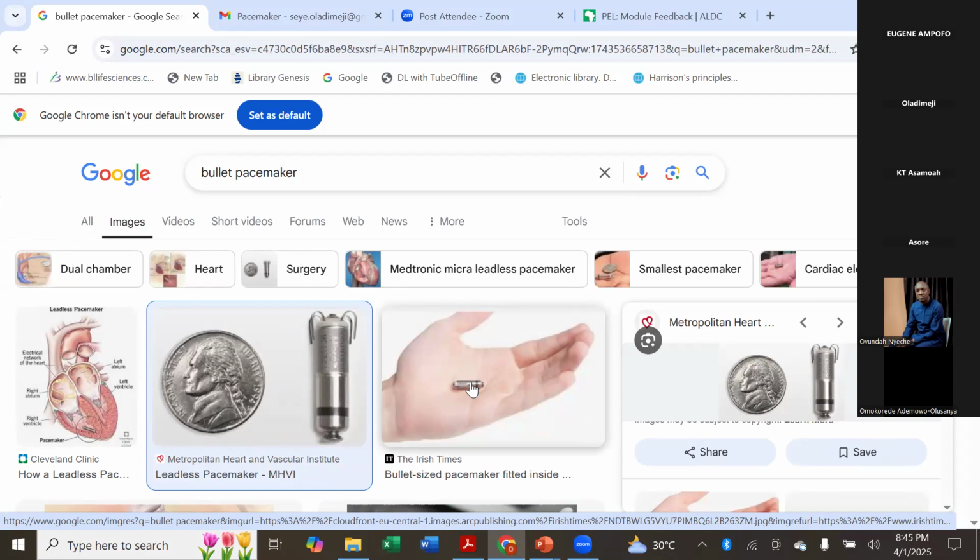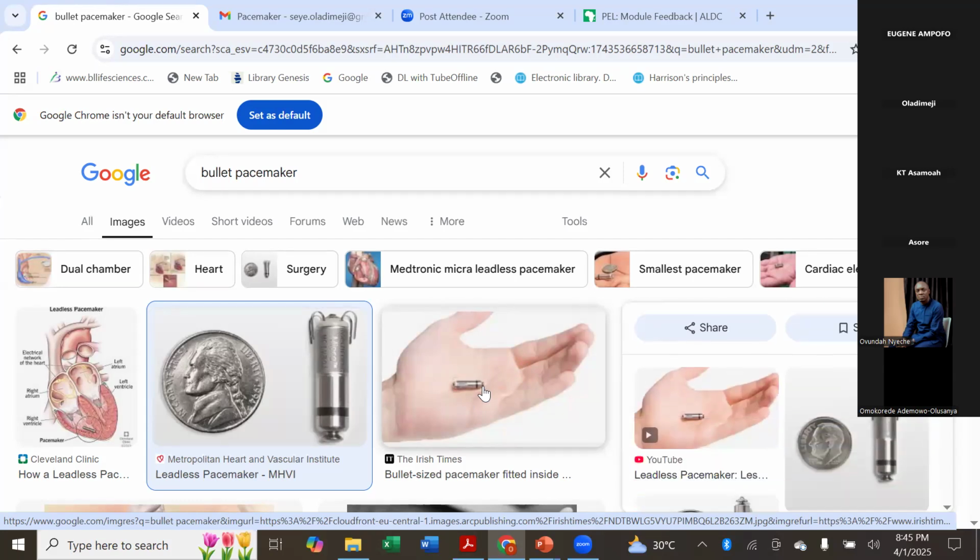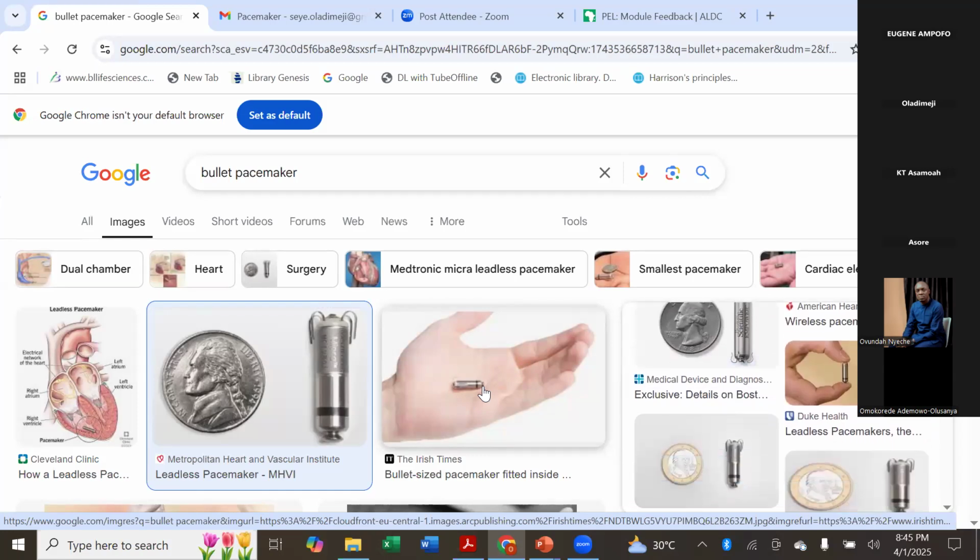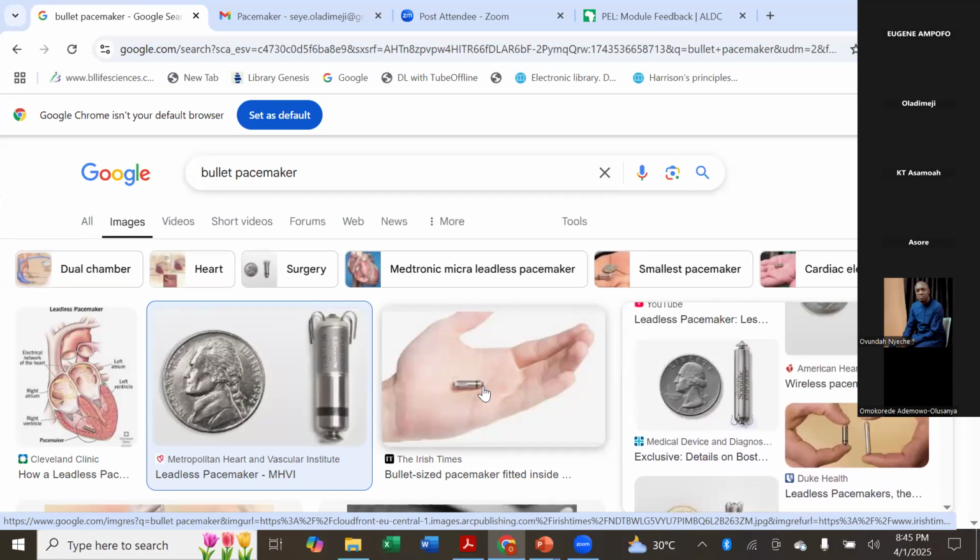Now, one important thing we should know about this bullet is that the recent ones they are making can sense both the atrium and the ventricle, but it can only pace the ventricle, because it only sits in that chamber. It can only pace the chamber it's sitting in. This kind of device we call a leadless pacemaker. It can pace and it can sense. It has an average lifespan of about 15 years.